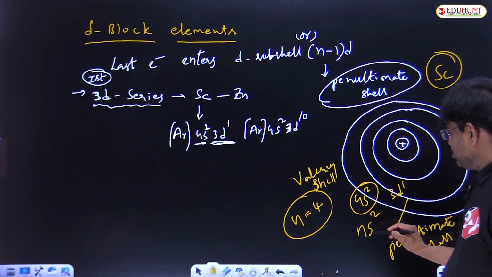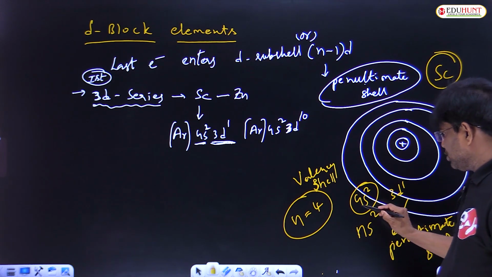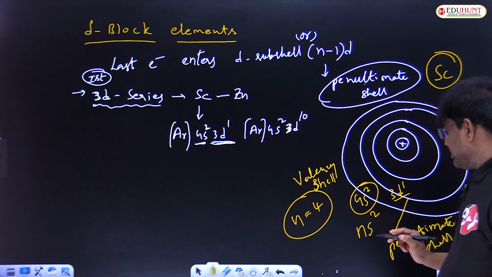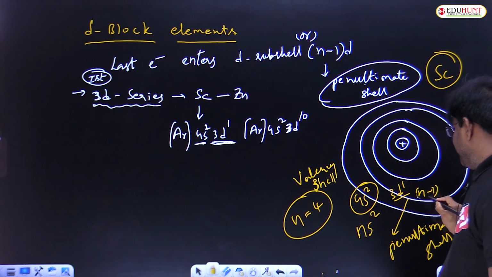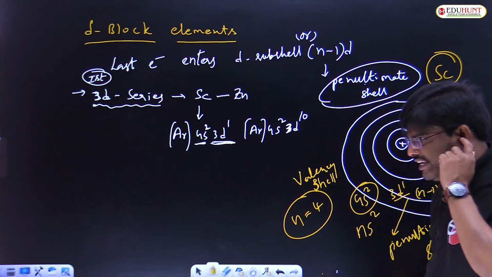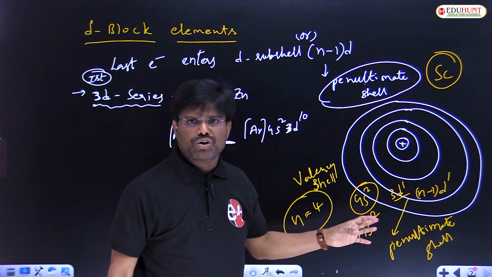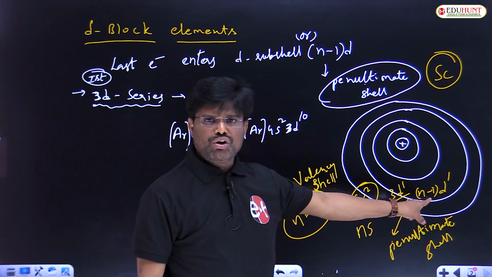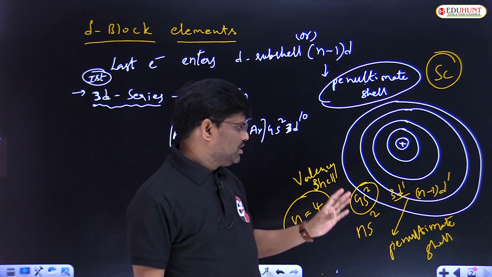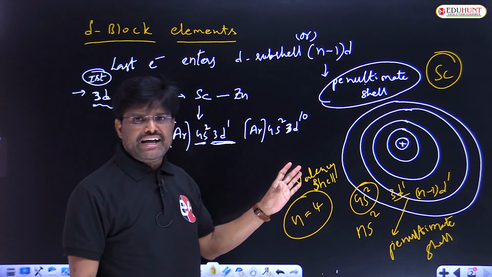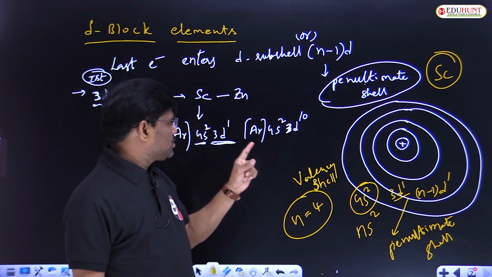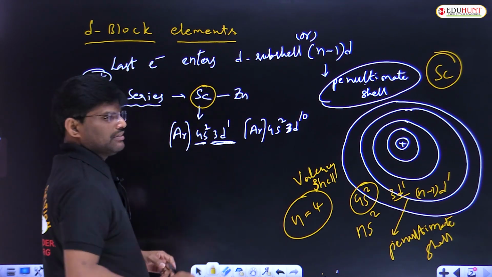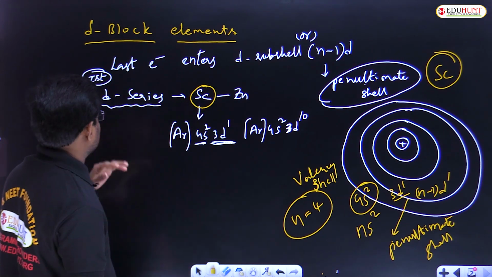So this is 4s2 3d1. ns2, and 3d means (n minus 1) d1. n means 4, 4 minus 1 is 3, d1, the 3d shell. So this is about the electronic configuration of scandium, 4s2 3d1. Scandium is the first element. Okay, this is the 3d series.